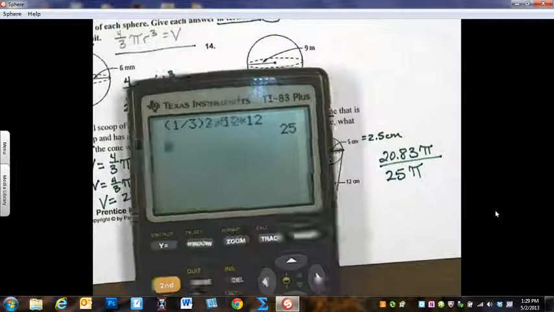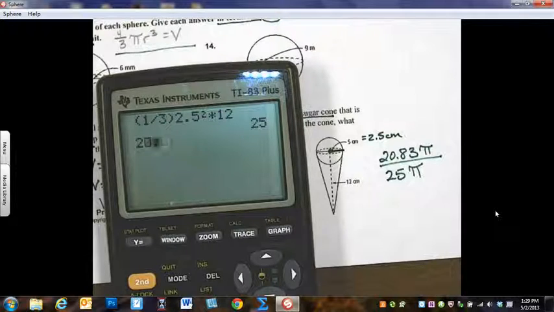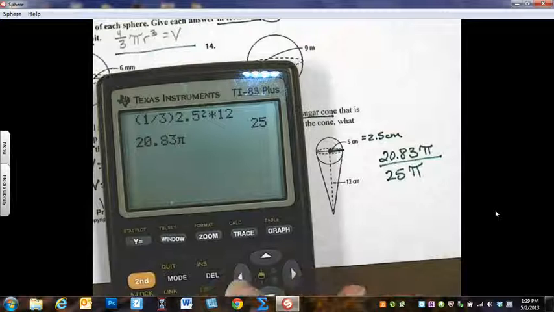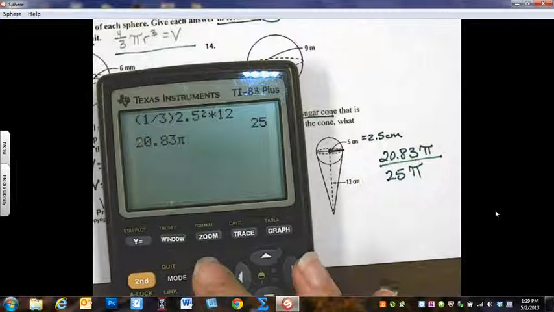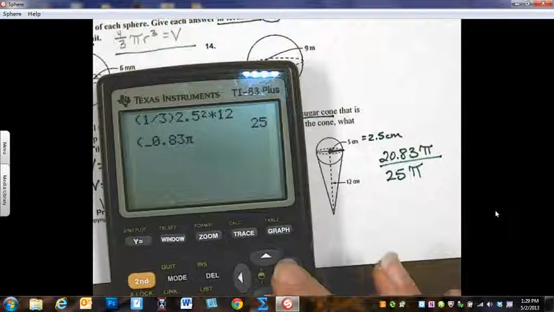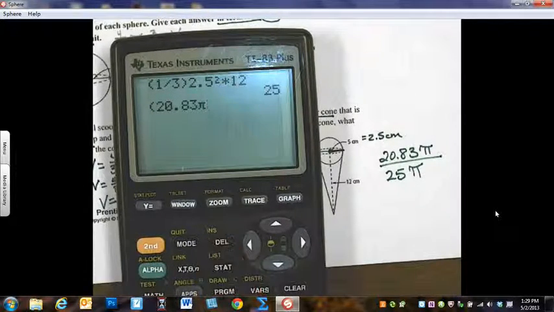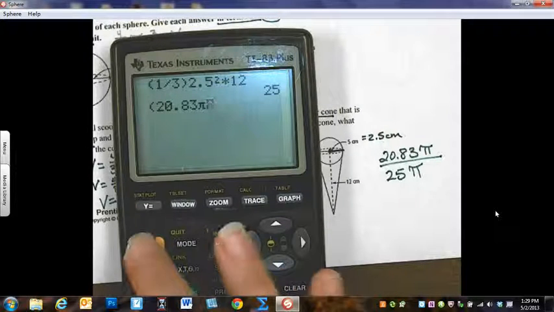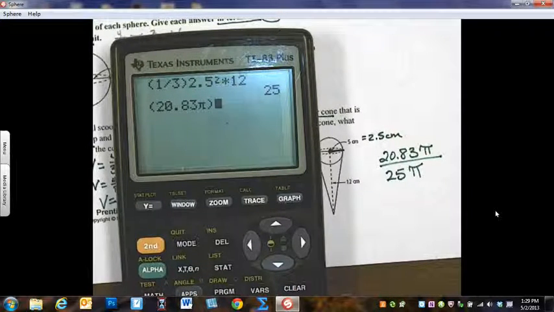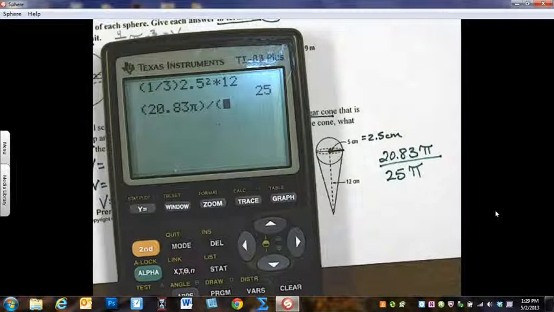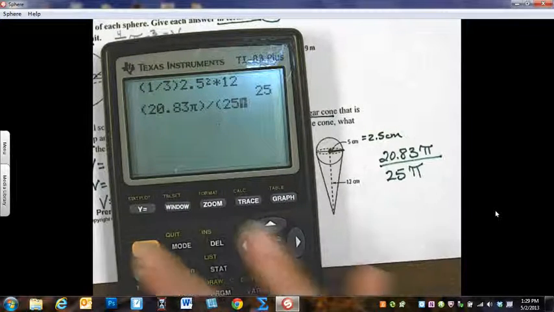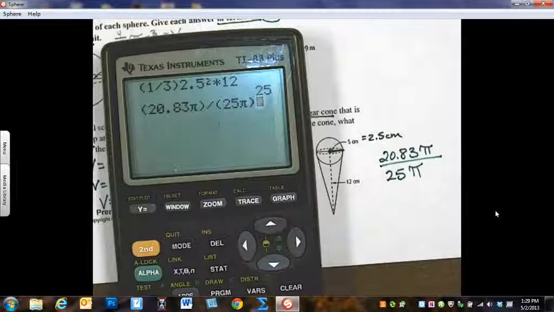And I am going to put in the pi here. So 20.83 times pi. And maybe we should put parentheses around this because there's multiplication going on, just to be on the safe side. So I'm going to insert a space and put a parenthesis. And those of you that don't know what I did, if I hit the second key in this INS, it means it's going to put a space in and it allows me to fix it. So I'm going to put the other parenthesis in, and then divide it by, parentheses again, 25 pi, close. And what do we get?